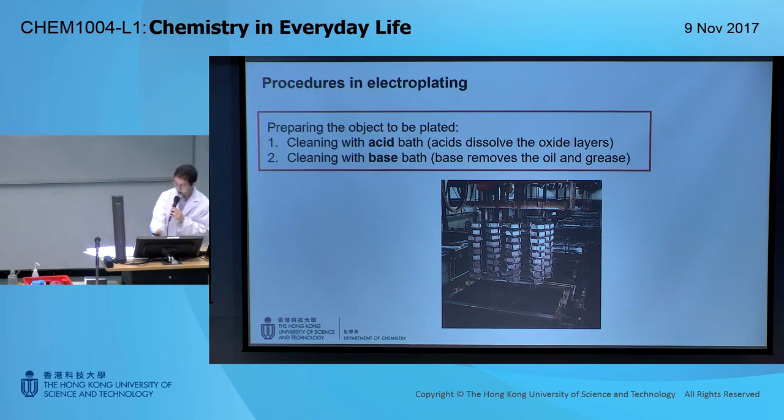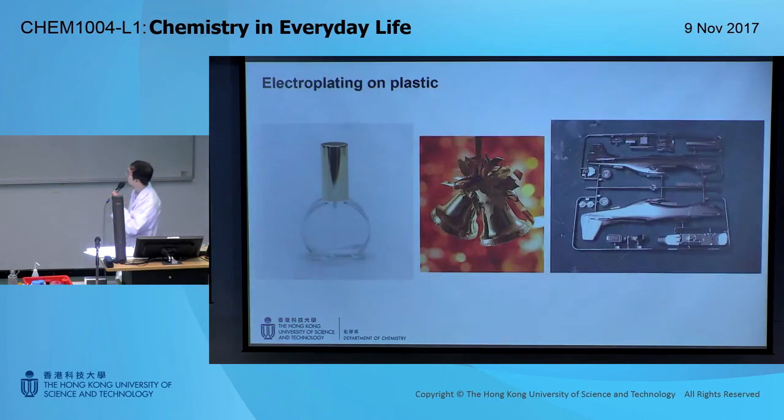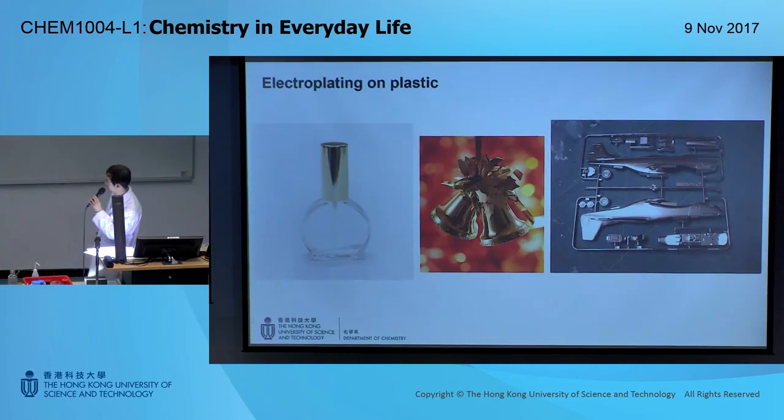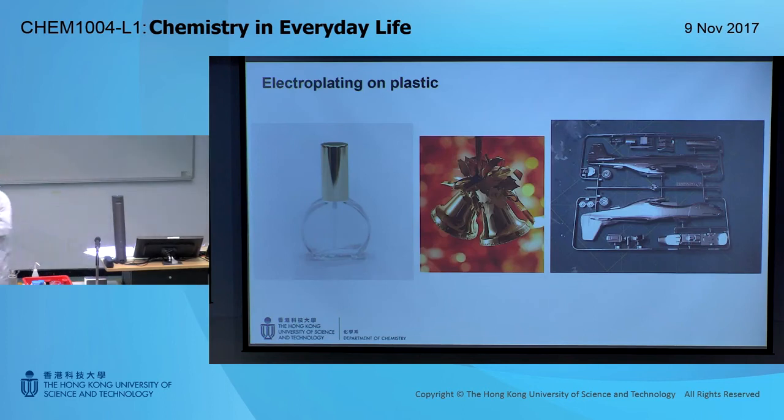Now, you can also electroplate onto something like plastics. Sometimes you must have seen these things before. For example, for the girls, you have perfume bottles, and the caps on the perfume bottles are plastic, right? And they are usually silvery and golden. You might have wondered why you have a piece of plastic that could look like a metal.